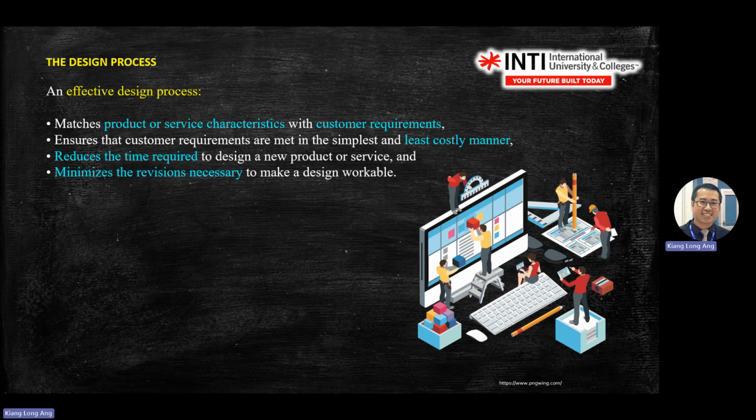Effective design process quite similar with project success. First, you meet customer requirement. Then you talk about cost, lowest cost you have, time, and minimize the revision necessary for a design to workable. So still it remain customer requirement, cost, time, and resources. Okay, so minimize revision means you cut down the resources you need, right?